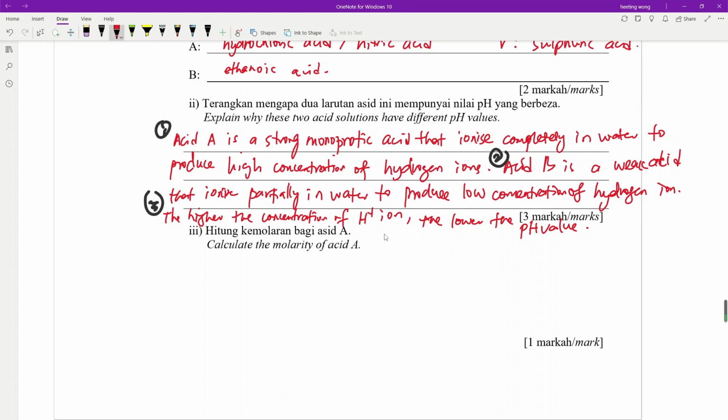pH value, pH equals negative log concentration of hydrogen ions, right? Molarity. So if the pH now is 1, so negative log molarity, meaning that if I want to find the concentration or molarity, so negative 1, it will be 0.1 mole per cubic decimeter. Use your calculator. So 1 mark.